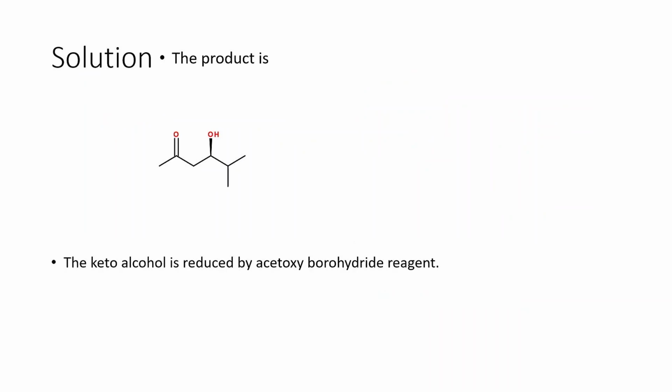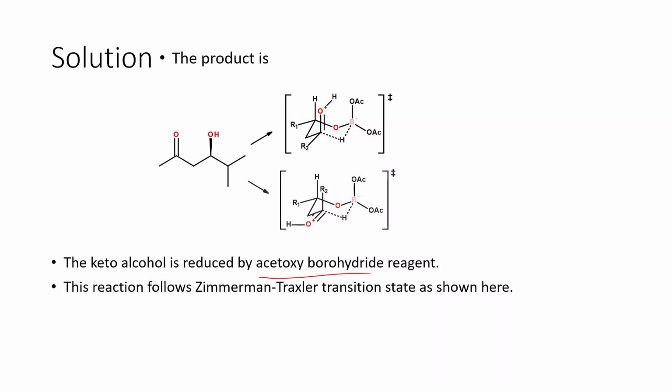So the keto alcohol is reduced by the acetoxyborohydride reagent. There are two different ways the reduction can actually take place. The first one is given at the top, the second one is given at the bottom. The carbonyl unit, which is supposed to undergo the reduction, is kept close to the hydride reagent. So here again the hydride. The carbonyl unit is actually in the axial position in one of the intermediate transition states. In the other case, this is in the equatorial position. So these are the two positions that are possible, and this is nothing but the Zimmerman-Traxler transition state.